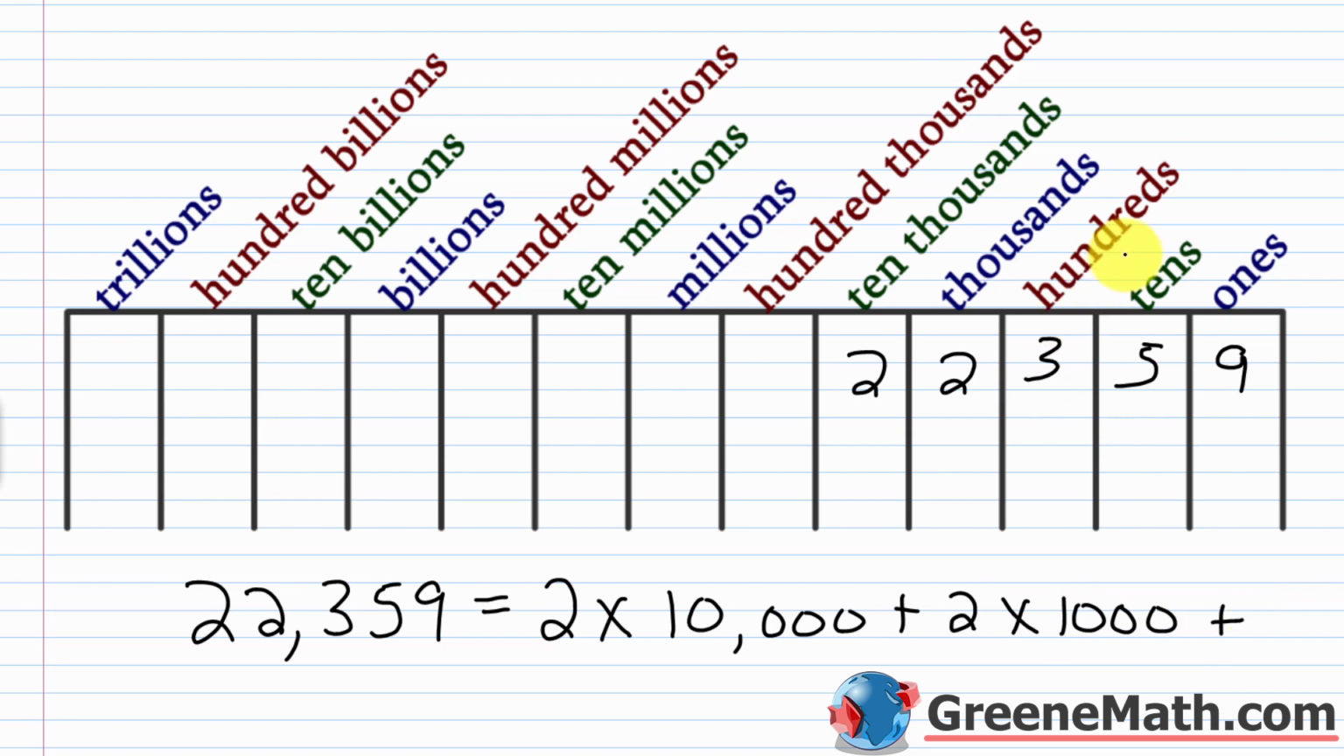Plus, now we have a 3 in the hundreds place, so 3 times 100. Plus, we have a 5 in the tens place, so 5 times 10. And then lastly, plus, we have a 9 in the ones place, so 9 times 1.